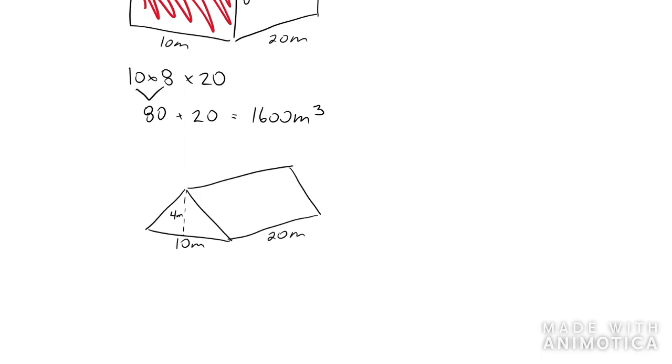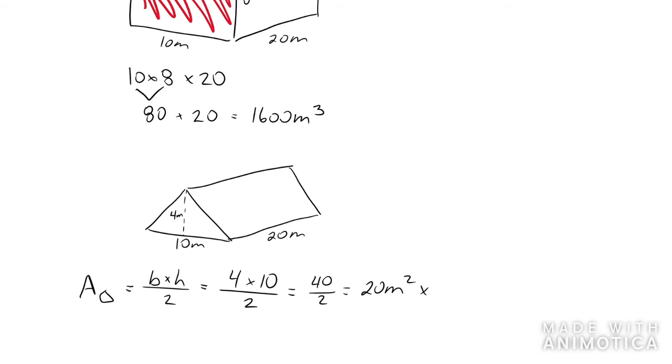So first we have to find the area of the triangle, which is base times height divided by 2. So 4 times 10 divided by 2, which gives me 40 divided by 2, which is 20 meters squared. And now I'm going to take this measurement and multiply it by this one. So 20 meters squared times 20 meters gives me 400 meters cubed.